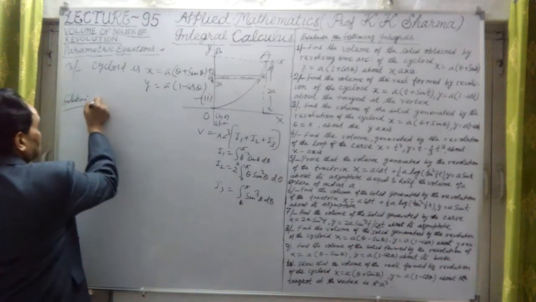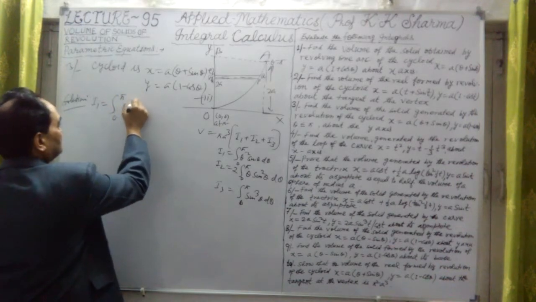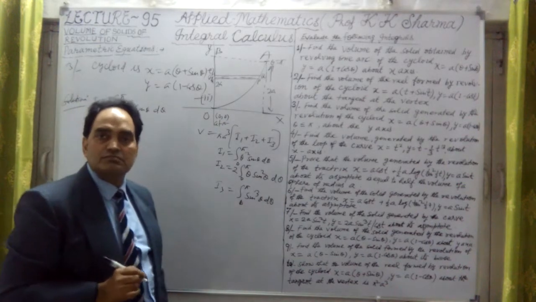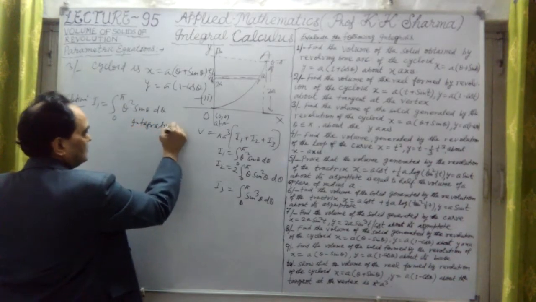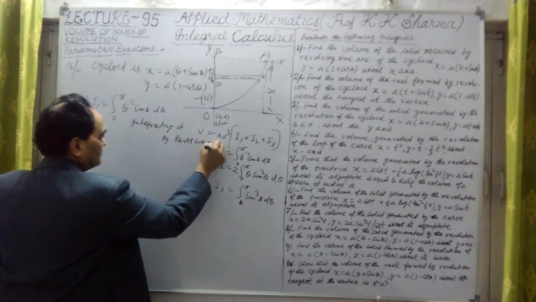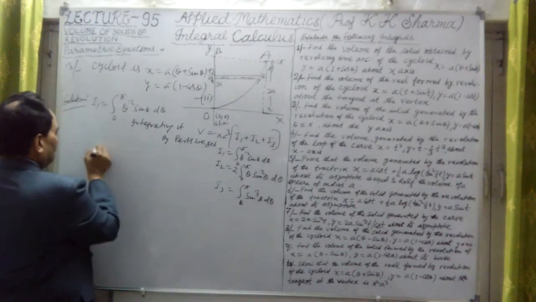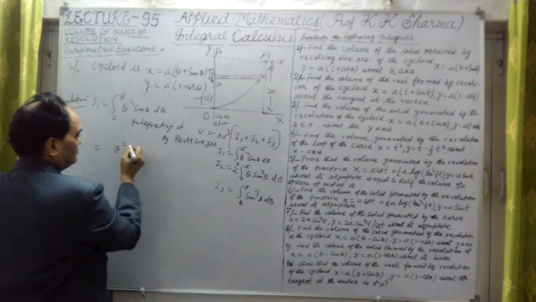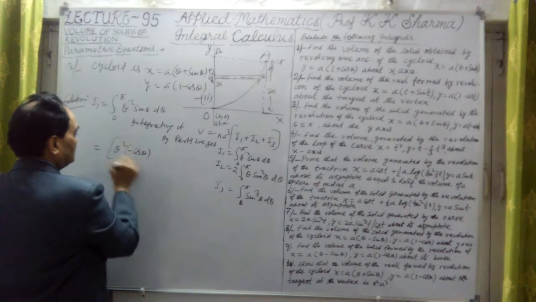I1 first. Here I1 is equal to 0 to pi theta square into sine theta into d theta. If I integrate this by parts method, when two functions are in multiplication, we apply the by parts method. So first theta square is the first function as it is. Integration of the second, sin theta, is minus cos theta. And the limits here are 0 to pi.